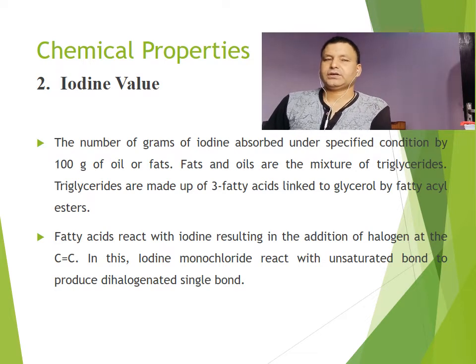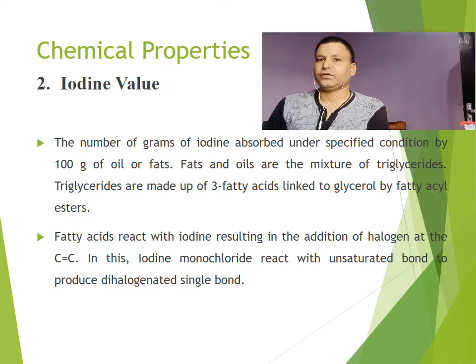Next topic is iodine value of fats and oils. Iodine value is defined as the number of grams of iodine absorbed by 100 grams of fats and oils. It is determined using an excess amount of iodine monochloride in glacial acetic acid, also known as Wijs solution, with a known weight of oil dissolved in carbon tetrachloride. And iodine value measures the degree of unsaturation.